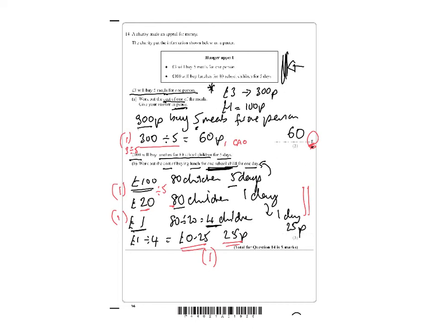So you may have decided to do 80 times 5, which gives you 400, then 100 divided by 400 gives you 0.25. There are other ways, but the answer is £0.25 or 25 pence.